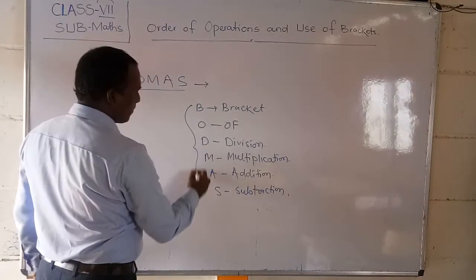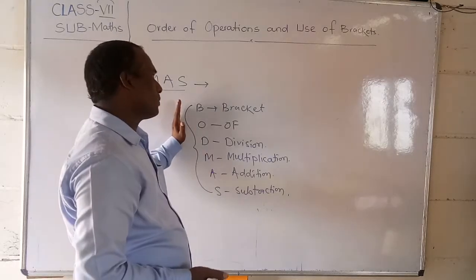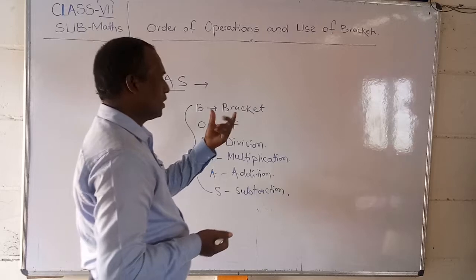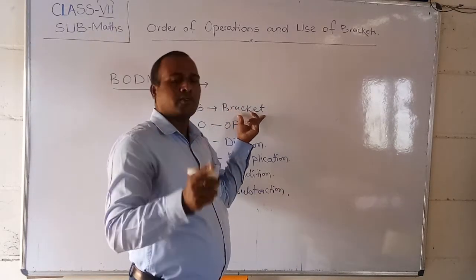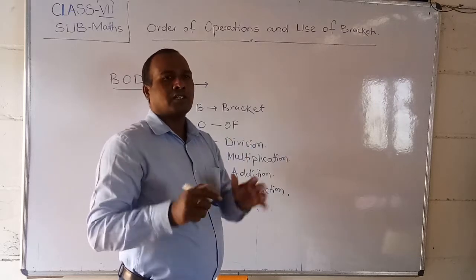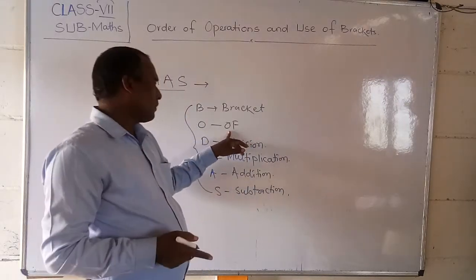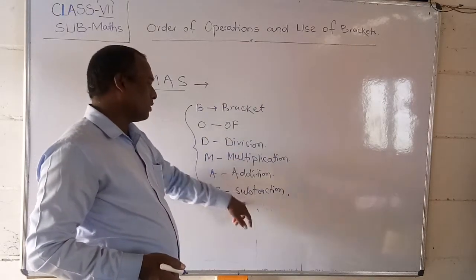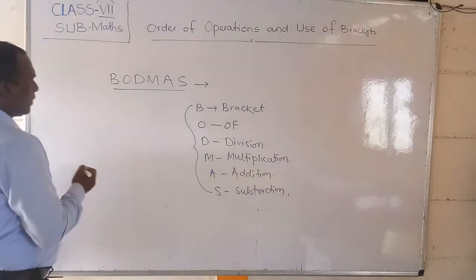You have to solve the problems in this order. If the question has brackets, then you first do the bracket work. Whatever is inside the brackets, you have to open first. After that, if there is multiplication with the bracket, you do that. Then division, then multiplication, then addition, then subtraction. Step by step you have to do. Let us see it with one example.